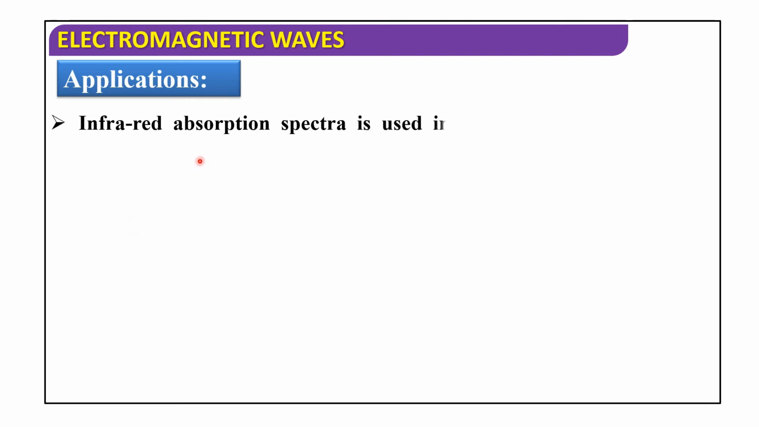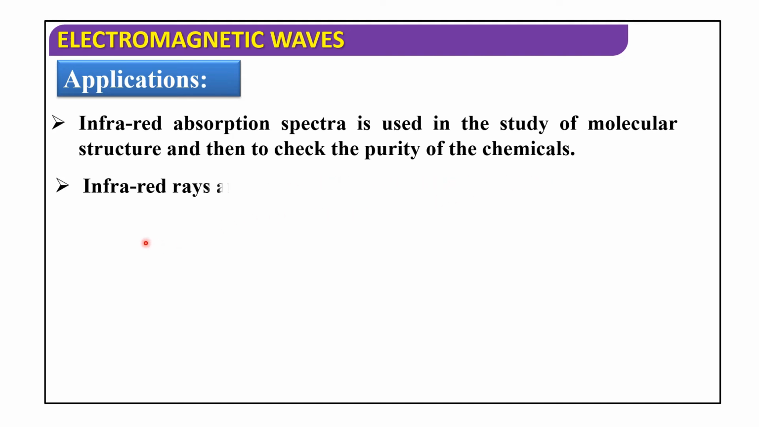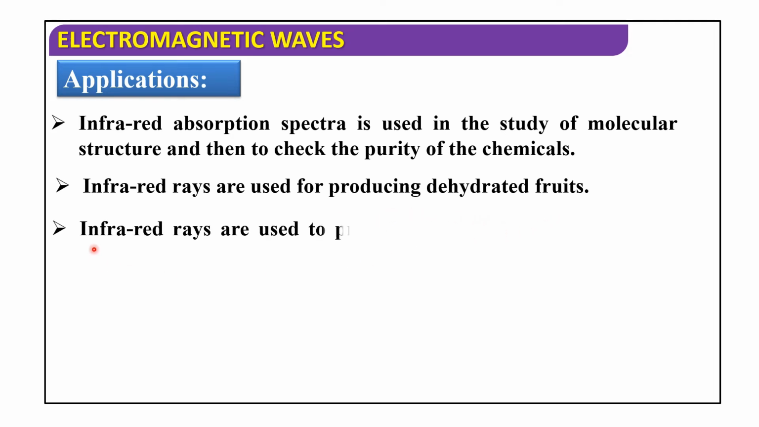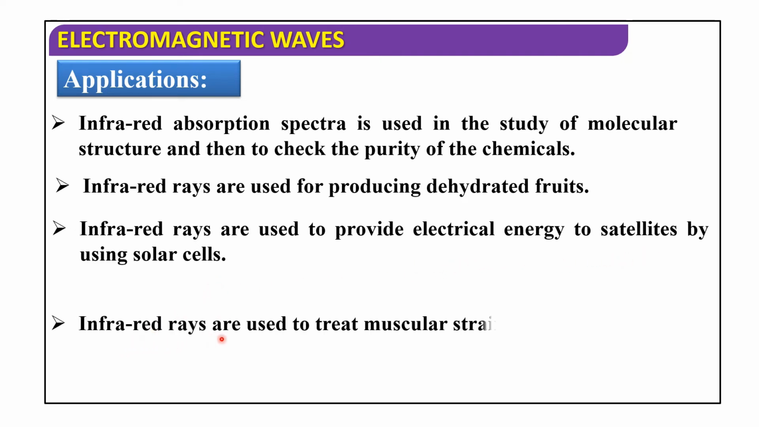The infrared absorption spectrum is used in the study of molecular structure and to check the purity of chemicals. Infrared rays are used for producing dehydrated fruits. Infrared rays are used to provide electrical energy to satellites by using solar cells. Infrared rays are used to treat muscular strains.